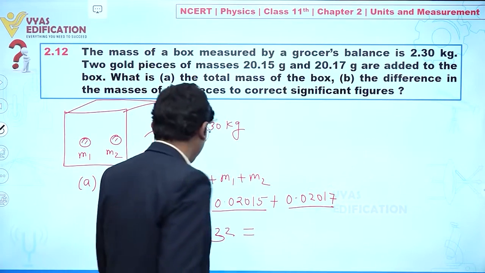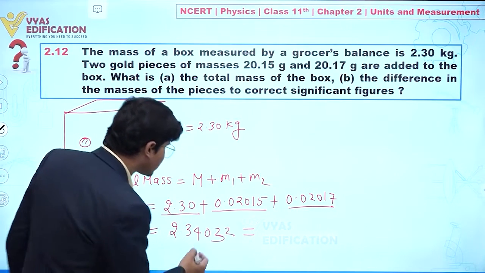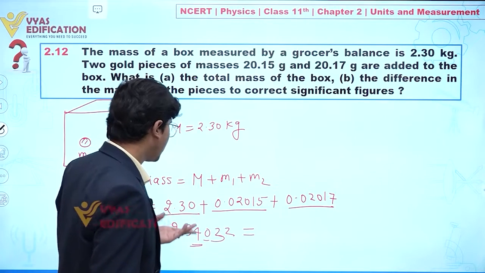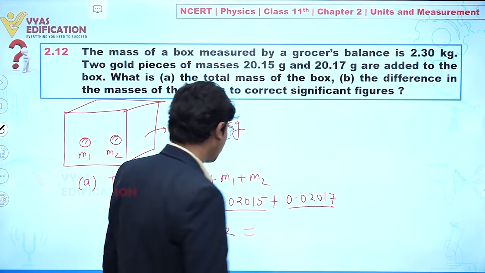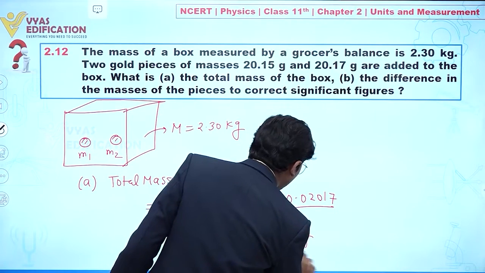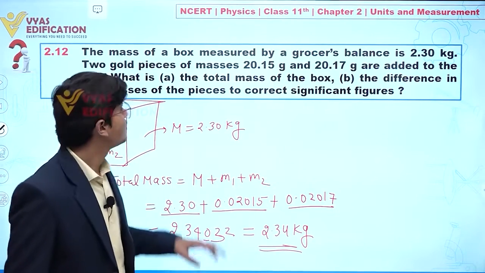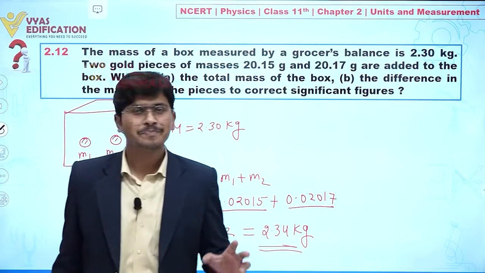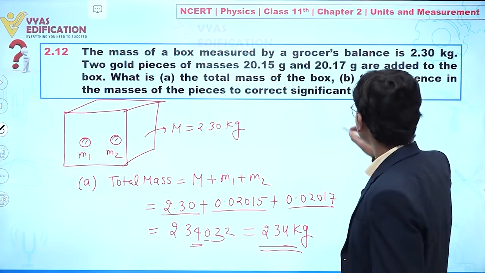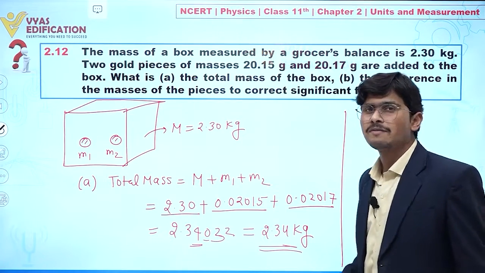So now you can see we are certain up to this digit, but we are uncertain about 0, clear. So before 0 we have an even number, so we will write only this term. So the correct answer is 2.34 kg, the mass of this box, clear to everyone? Yes. Now if we talk about the difference in the masses of two P's to the correct significant figure, clear.